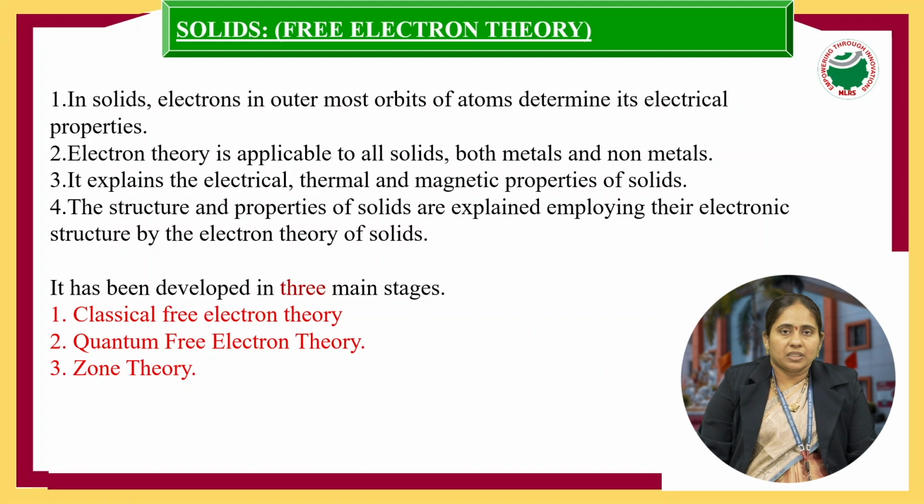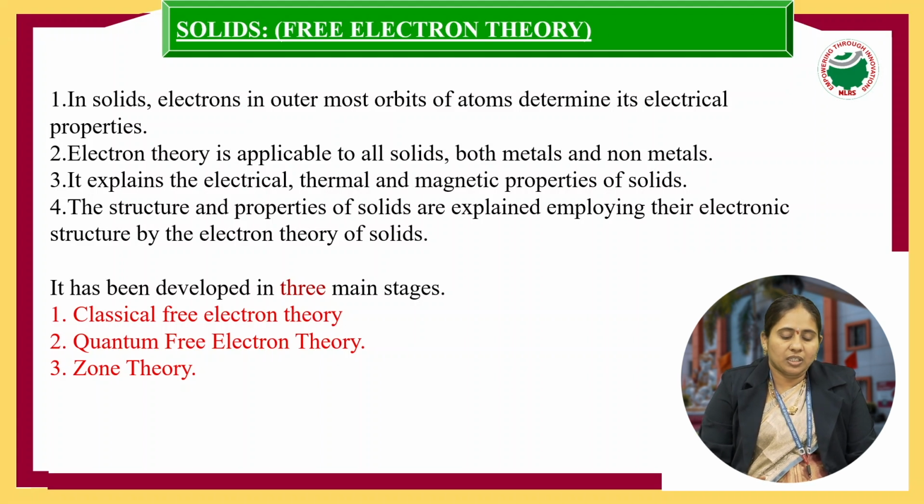Then there is another property, that is thermal properties. Some materials get heated very fast, some materials do not get heated very fast. So that is thermal properties. So different properties like electrical, thermal, optical. All these properties can be explained by only one theory, that is known as free electron theory.